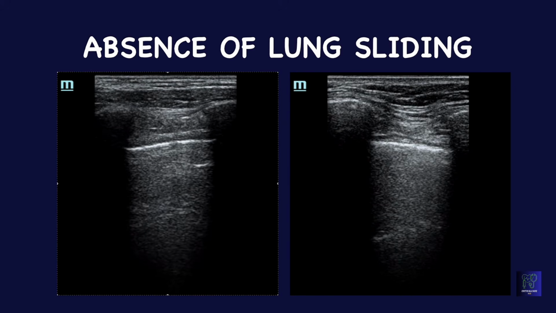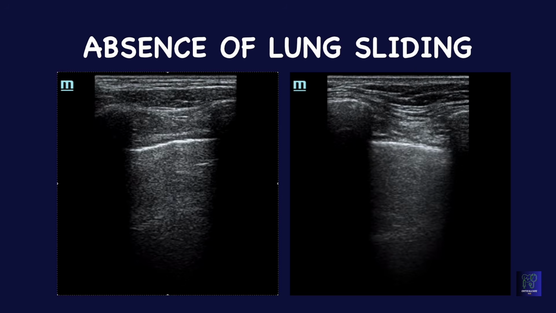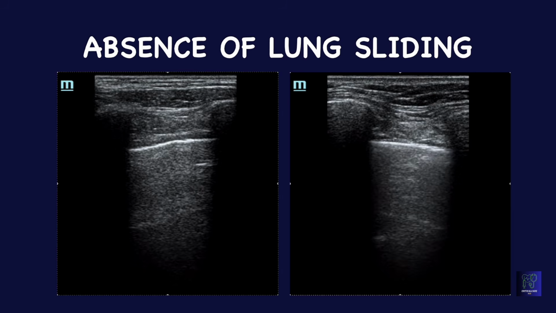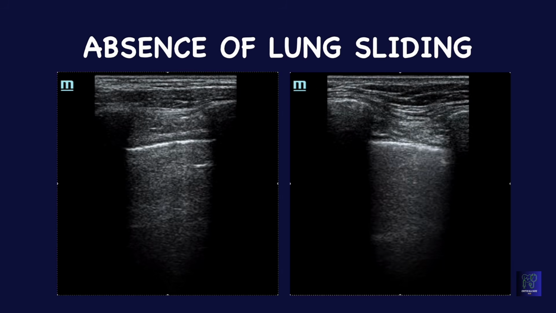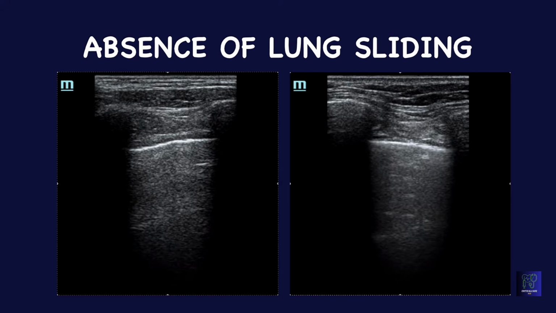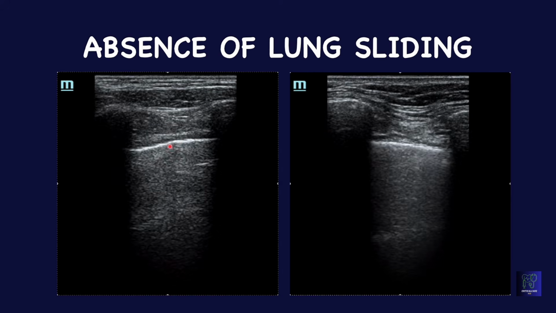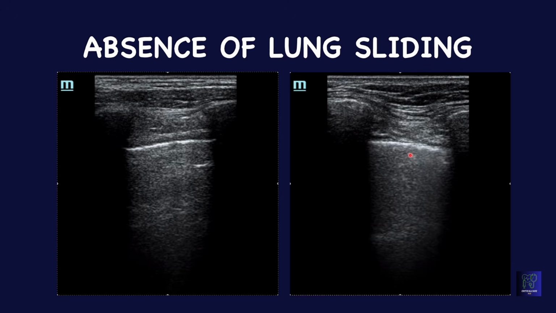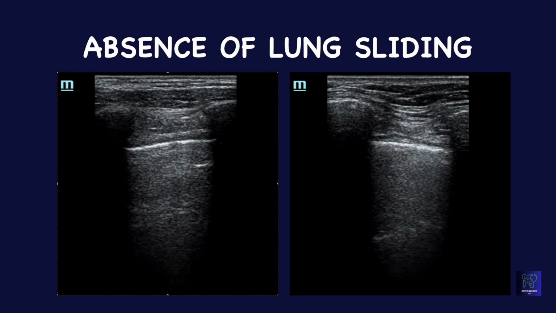Here is an example of lack of lung sliding. As we previously discussed, sliding is basically a shimmering effect of the pleura due to the sliding of parietal and visceral pleura against each other. On the left hand side, you don't see that, you see a static pleural line, but on the right hand side, you see a normal lung sliding.